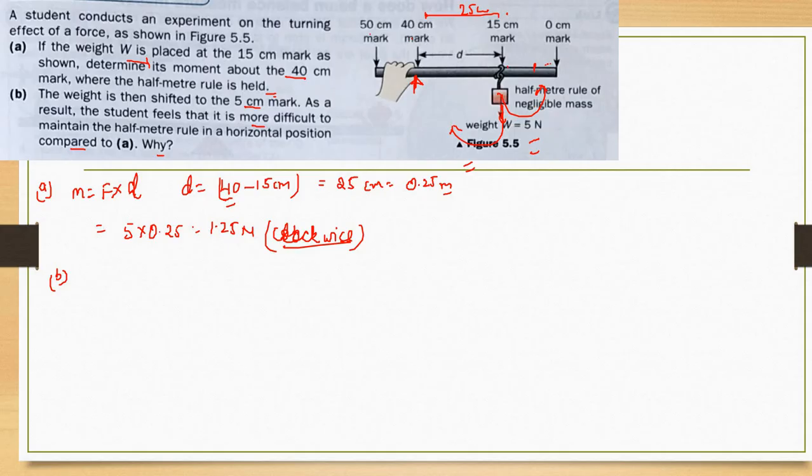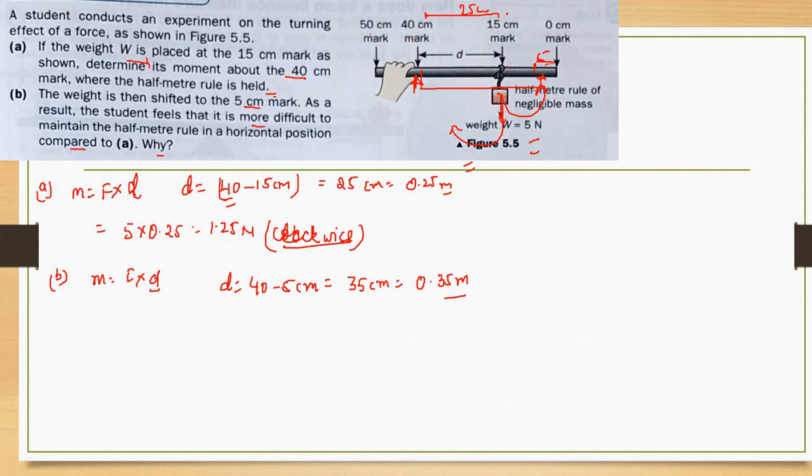So now the moment is equal to force into d. Okay, so what will your d be now? You have to figure out d, if you have moved to the 5 centimeter mark here. So total distance from here to here, how much? It will be 40 minus 5 centimeter, which is 35 centimeter. If you convert to meter, it will be 0.35 meter. So this is the distance. Distance is always very important. If this calculation is wrong, your other data will be wrong.